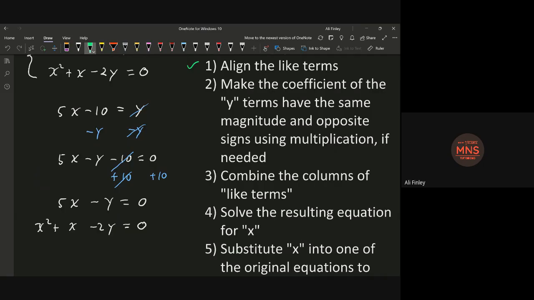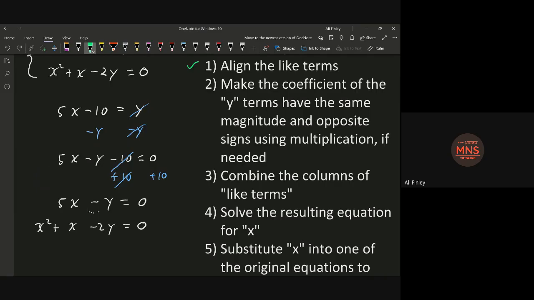The next step is to make the coefficient of the y terms have the same magnitude and opposite signs using multiplication if needed. We'll notice that for the first y term, the coefficient is -1, and for the second y term, the coefficient is -2. They have different coefficients, and the magnitudes are different. The magnitude of -1 is just 1, and the magnitude of -2 is just 2. Remember that magnitude simply means how far the value is from 0, regardless of the sign. So -1 is 1 unit away from 0, and -2 is 2 units away from 0. So their magnitudes are different.